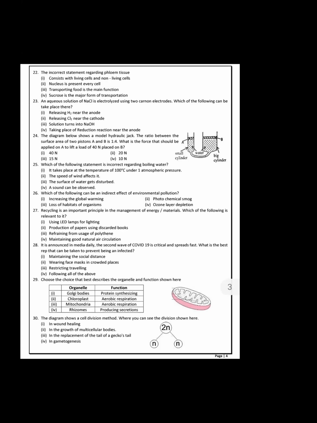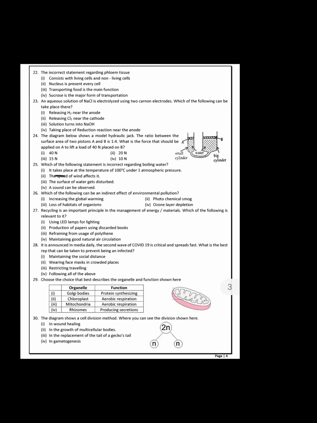Then 25th: which of the following statements is incorrect regarding boiling water? First one, it takes place at a temperature of 100 degrees Celsius under atmospheric pressure. Second one, the speed of the wind affects it. Third one, the surface of the water gets disturbed. A sound can be observed. Which of the following statements is incorrect? It takes place at 100 degrees under atmospheric pressure. Yeah, that's correct. One is the correct statement.